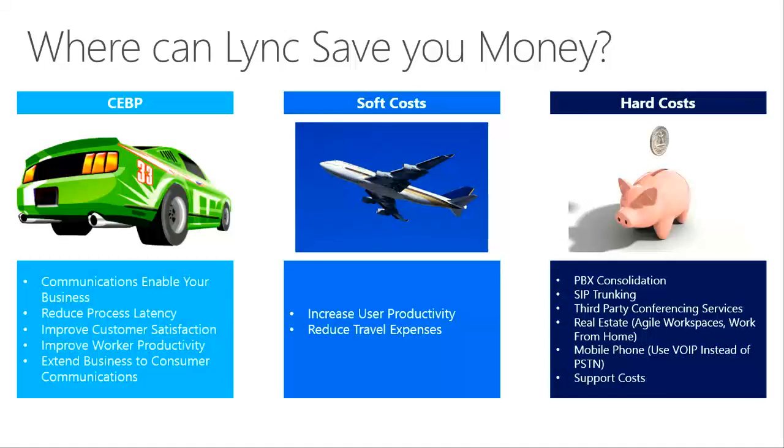So after bashing Lync a little bit and talking about how it isn't free, where can it actually save you money? So I think there's 3 key areas. Now, when you look at this slide, left to right, it's the most difficult way to save money to the easiest way to save money. So far right here, hard costs would be, like I said before, these are our easy wins. Consolidating the PBX, taking all those dollar signs on the world map and shifting it down to a few dollar signs. SIP trunking, that's another big one.